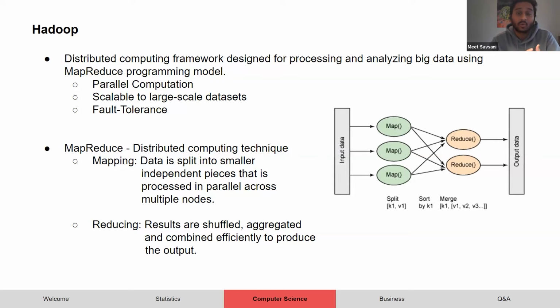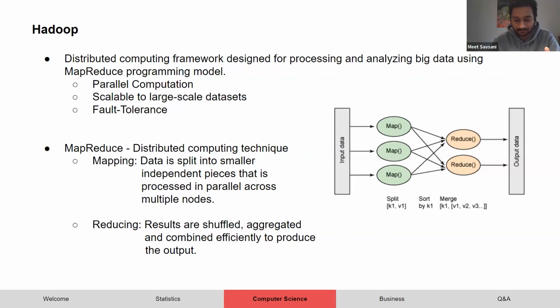You could have your one task run parallelly across multiple computers. Then it's scalable to large scale data sets, it is fault tolerable, and many more. So what is mapping in MapReduce? What mapping does is that it splits the data into smaller independent pieces that are processed across multiple nodes.